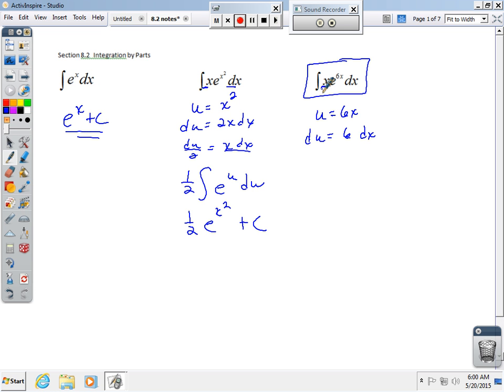Now again it doesn't match up, but we could solve this one for x and get u over 6 is equal to x and try to do that substitution, but it's still not going to work out. And this is where integration by parts is going to help us out.